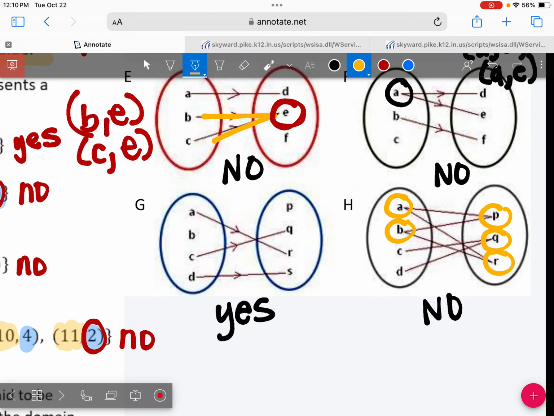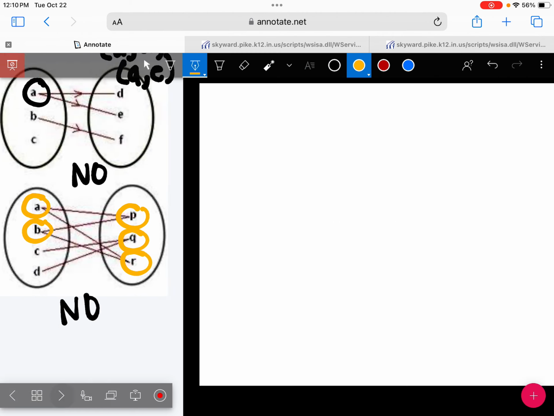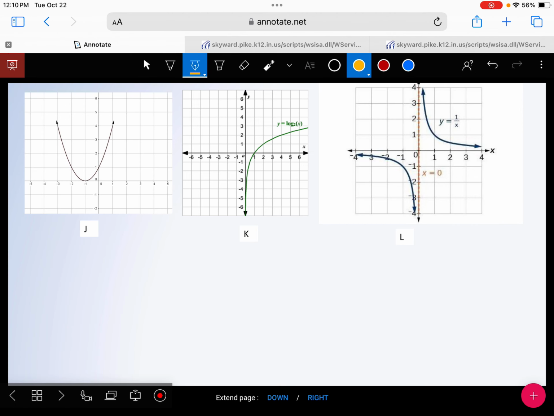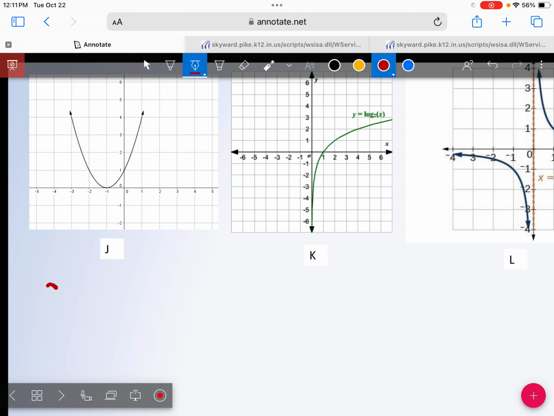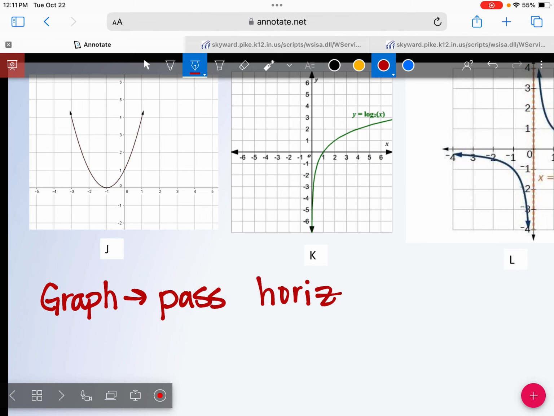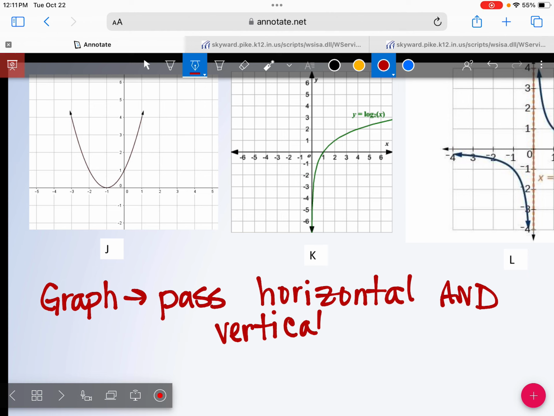All right, so now let's look at a graph, which, if yours doesn't say it, this should be J, K, and L. That might have been cut off from your handout, but that's not that important. Now, when you're looking at a graph, it has to pass a horizontal and vertical line test. So in chapter 2, we had to look to see if it was a function. It only had to pass a vertical line test. But now we would have to pass both.